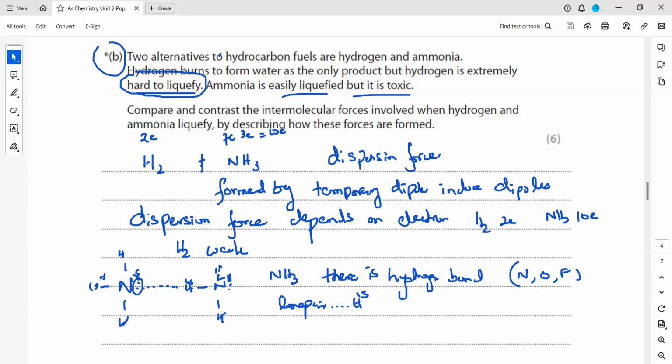Because of it, ammonia has a stronger London dispersion force and ammonia has a stronger hydrogen bond, so it can easily liquefy. It means you can bring the molecules closer. But in case of hydrogen, it will be difficult to liquefy hydrogen. Is it clear?